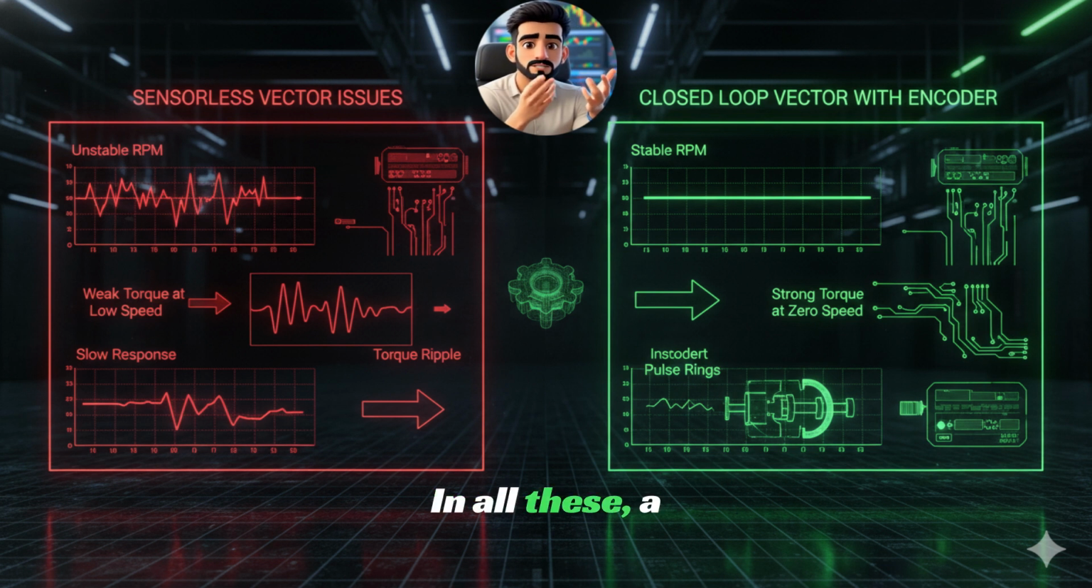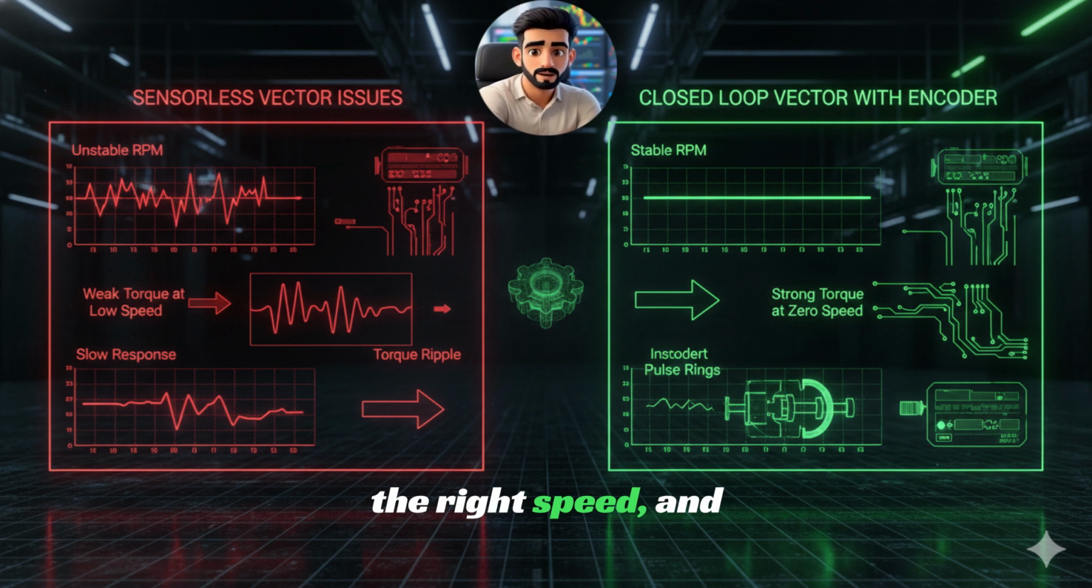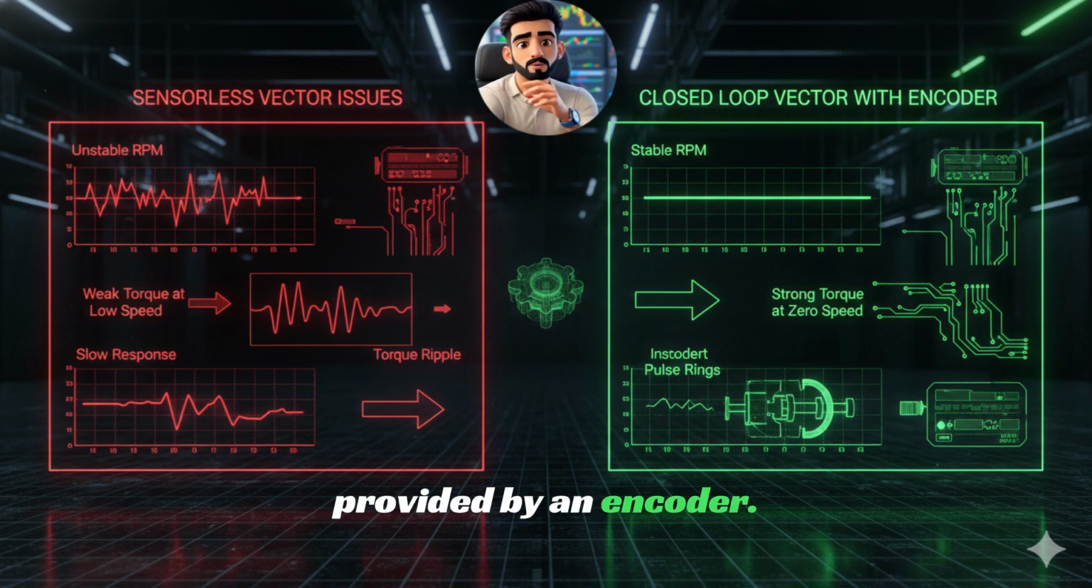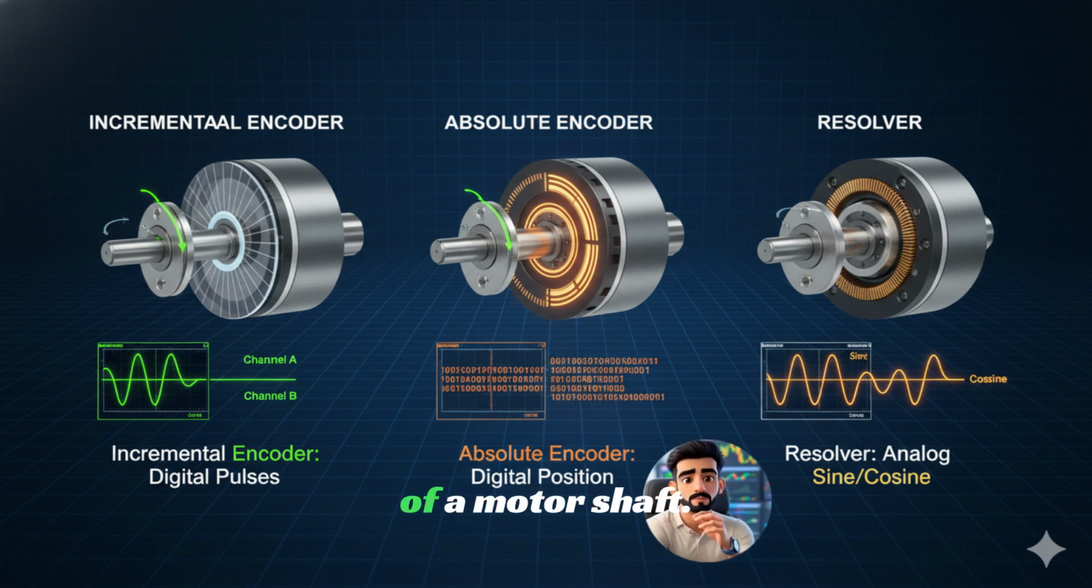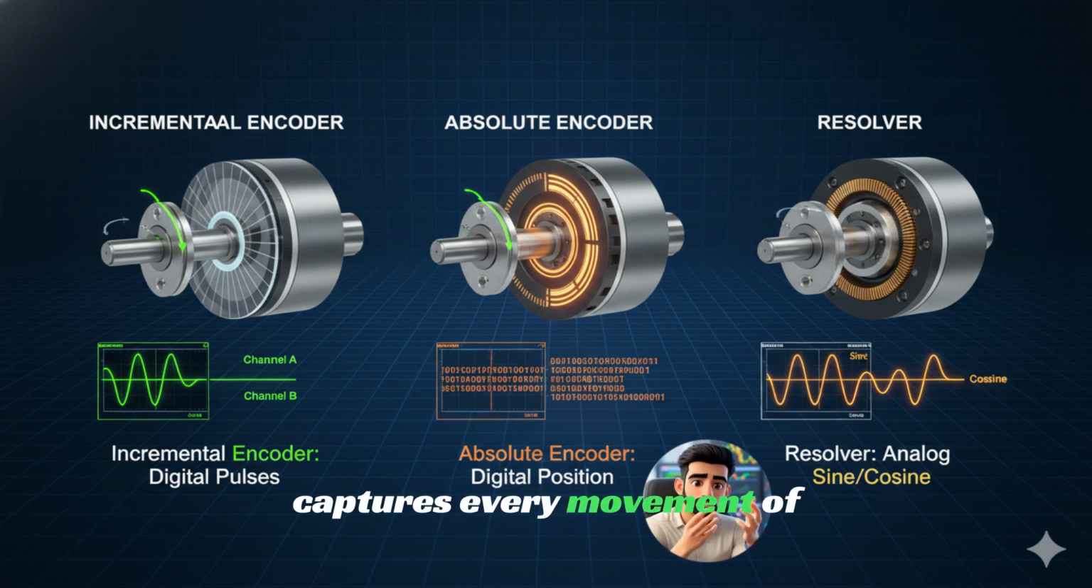In all these, a common requirement is to give the motor exactly the right speed and sometimes to stop at an exact position. This accuracy is only provided by an encoder. An encoder is a sensor that measures the exact speed and position of a motor shaft. No matter how the motor runs, slow, fast, heavy load, the encoder captures every movement of it.